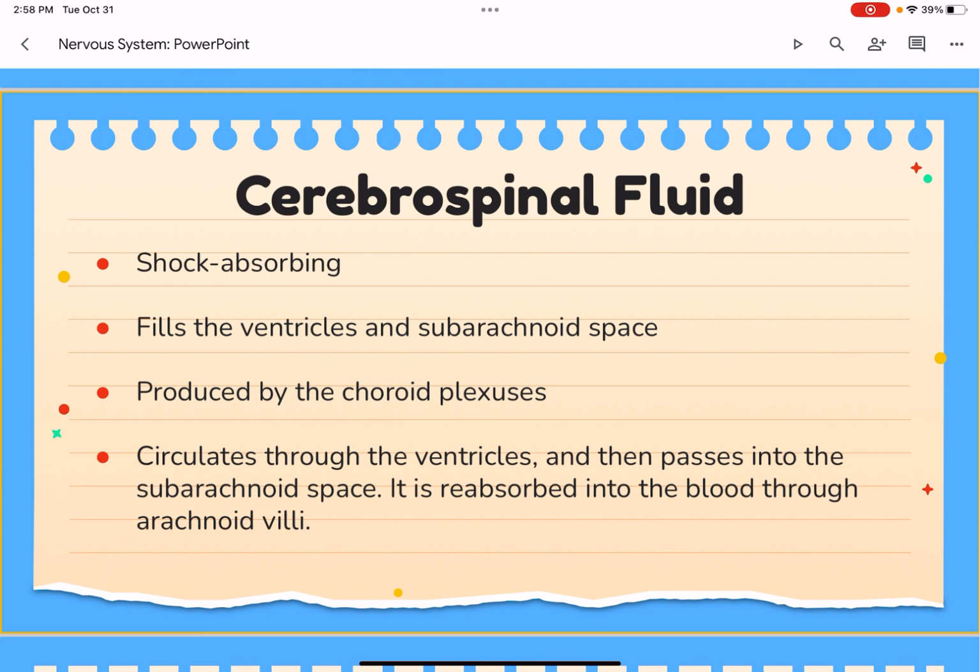Cerebral spinal fluid is shock-absorbing fluid that fills the ventricles and subarachnoid spaces. It circulates through the ventricles and then passes into the subarachnoid space. It is reabsorbed into the blood through arachnoid villi. Ventricles are cavities within the brain. Subarachnoid space is the space between the arachnoid layer and the pia mater. The brain floats in cerebral spinal fluid, which protects it from injury.